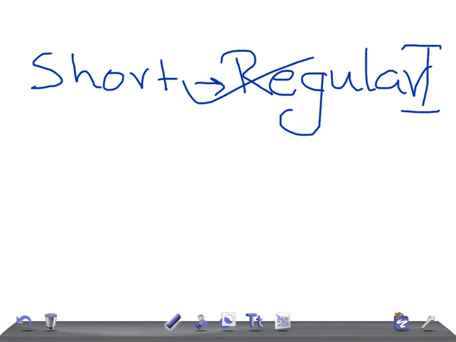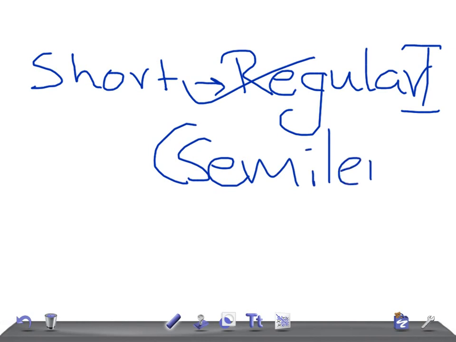I forgot to tell you one more thing. Regular insulin is also known as semi-lente insulin. This is really very important. It's going to start its action within half an hour. Regular insulin starts its action within half an hour.